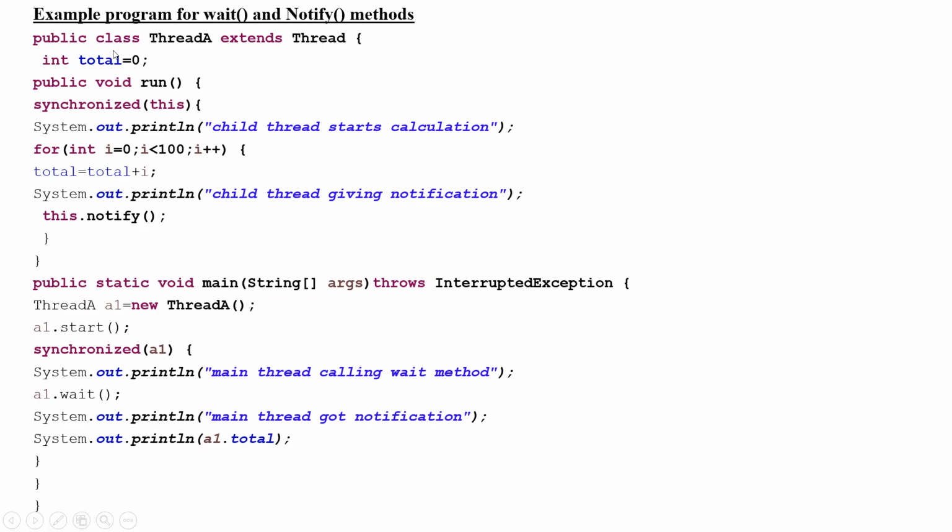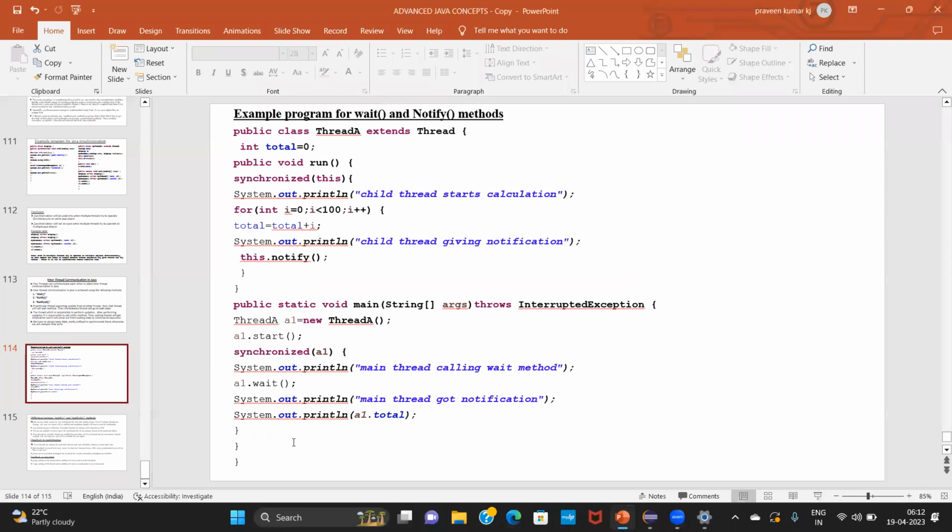So if you want to access a non-static variable, you should access it with the object reference, right? So I'm accessing it with the object reference, a1.total. Let me execute this program in the IDE, thread A.